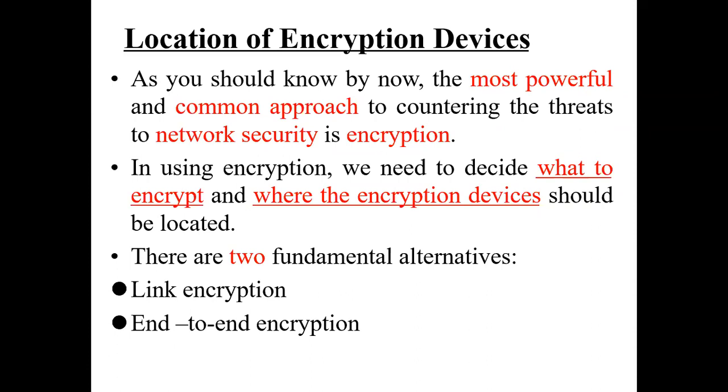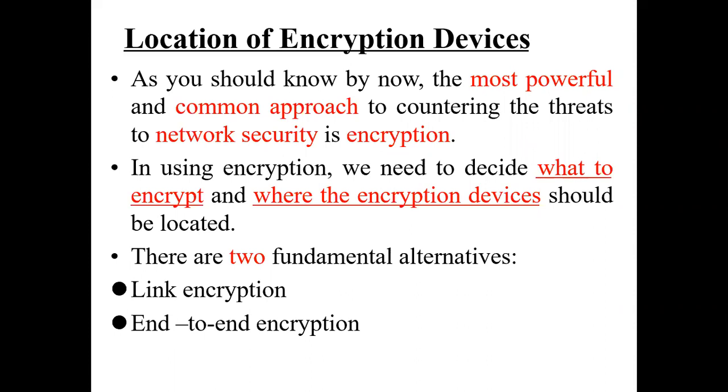When you are selecting a particular algorithm, the encryption and decryption process is important. Along with that, we have to understand what to encrypt and where these encryption devices are located. These two points we should understand: what I have to encrypt, and where the actual encryption devices are. For this, we have two alternatives.